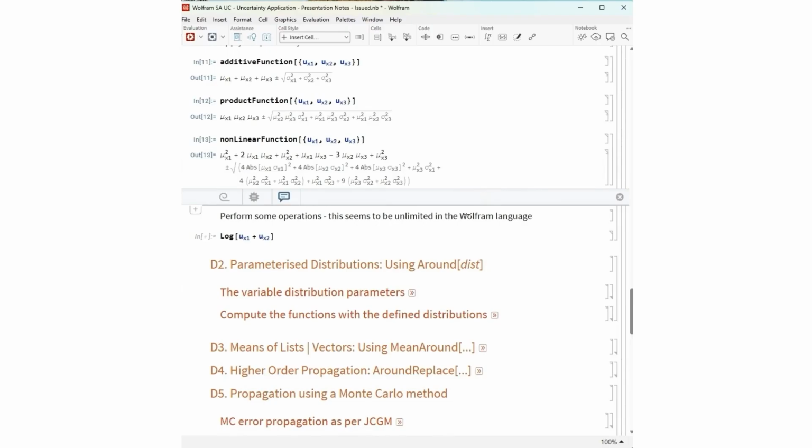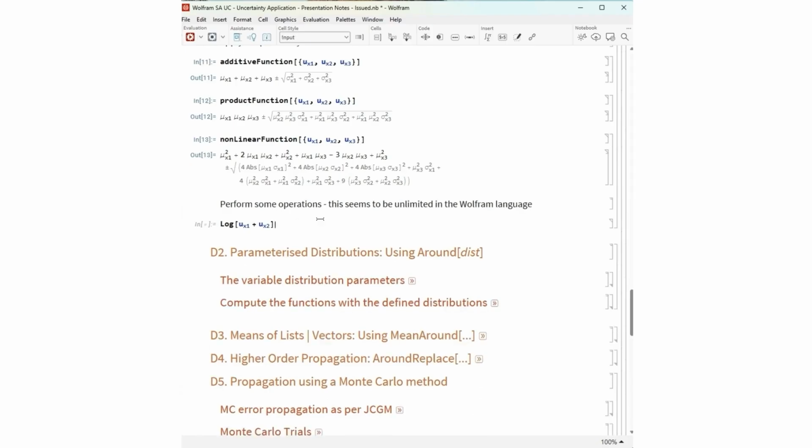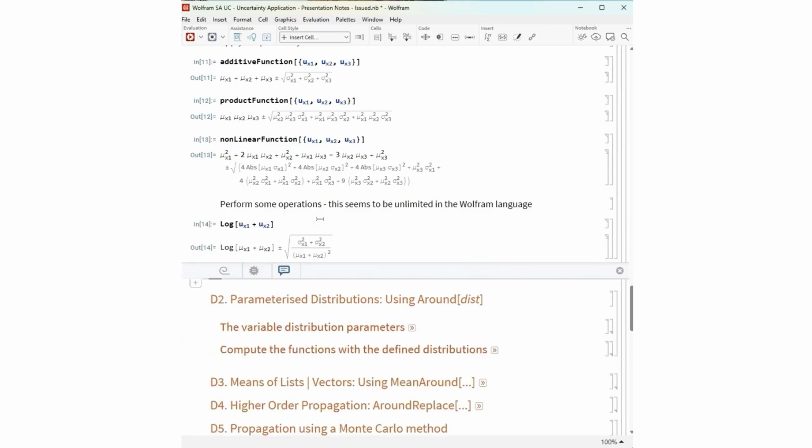And if you apply it to any other function, for example, it seems unlimited in terms of the way you can propagate these uncertainties. For example, if you applied the uncertainties of x1 and x2 in a log function, you would get this uncertainty representation.